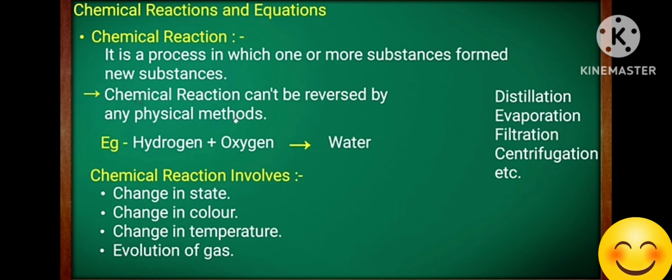Next, evolution of a gas, like when a paper is burned. The paper is turned into ash, and a gas is liberated. If it is incomplete combustion, we can get carbon monoxide gas. If it is complete combustion, we can get carbon dioxide gas.